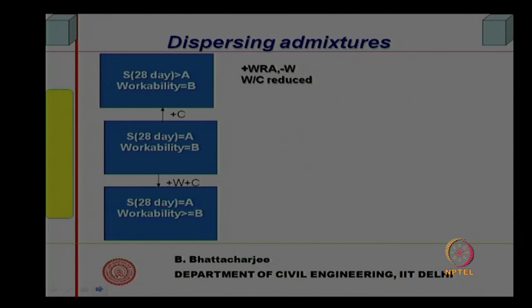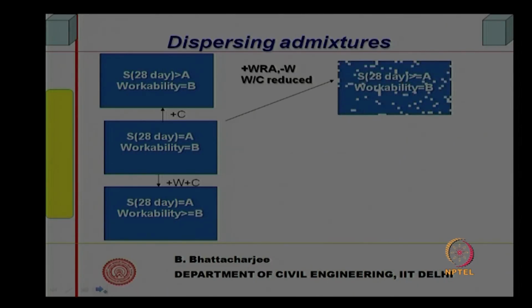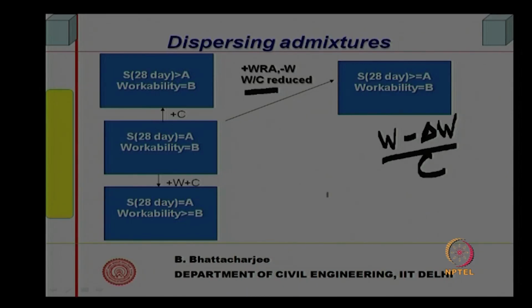Now, the same thing I can achieve by a water reducing agent. What do I do? I add a water reducing agent, then I will reduce the water. If I reduce the water and keep the cement the same, the water cement ratio is reduced automatically. So, I am having delta W divided by C. The water cement ratio is reduced, strength will be greater than A, and workability will be the same as it was earlier. So, using WRA I can achieve the same thing. Therefore, whichever route is cheaper, I will follow that. Perhaps this is usually the cheaper route, because the quantity added is very small.